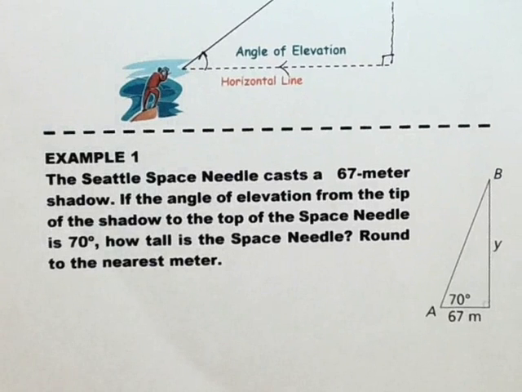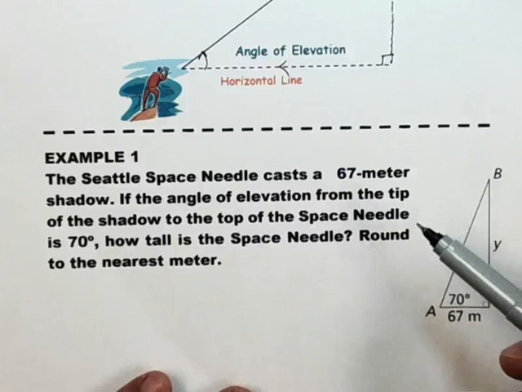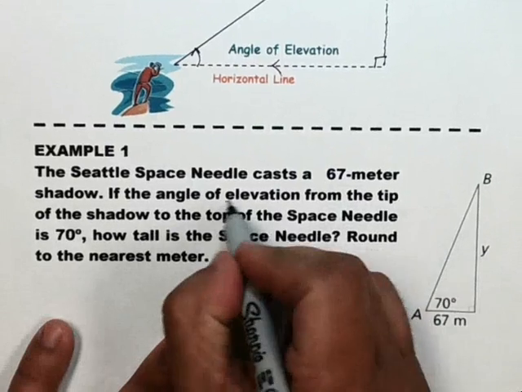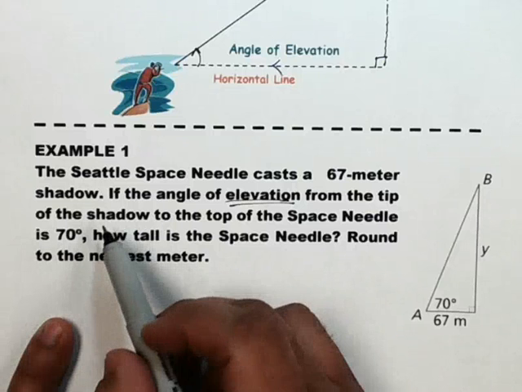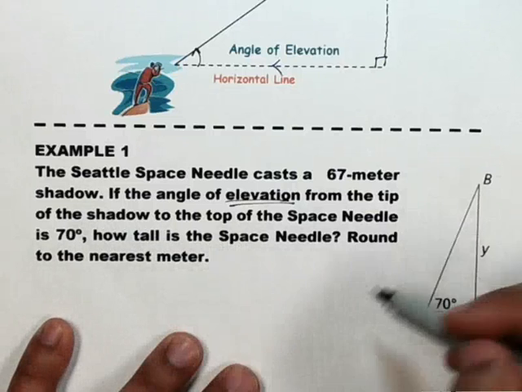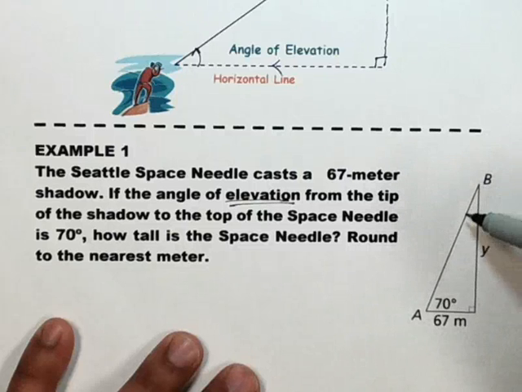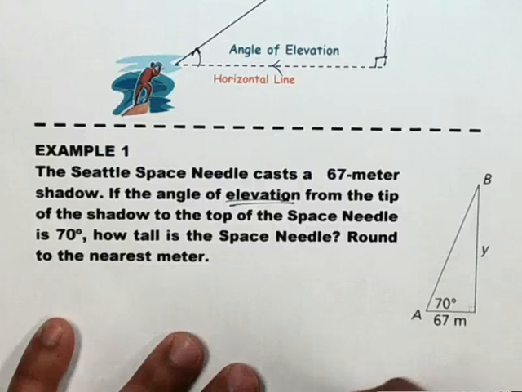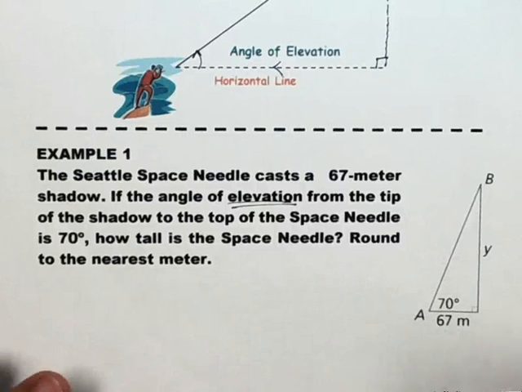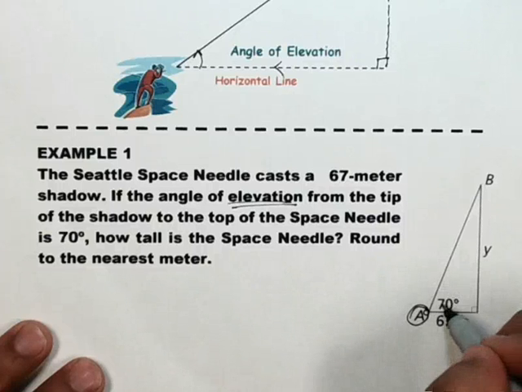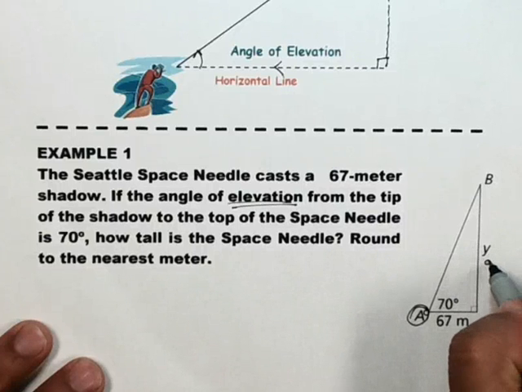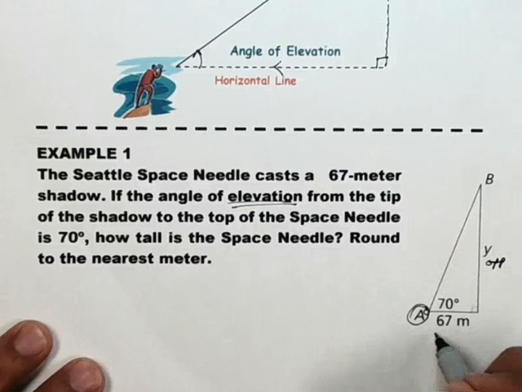The Seattle Space Needle casts a 67-meter shadow. If the angle of elevation from the tip of the shadow to the Space Needle is 70 degrees, how tall is the Space Needle? Round to the nearest meter. So we're creating this right triangle, which means we're going to be able to use our trig functions. This is our reference angle, this angle A. So from the 70, the y is going to be opposite, and the 67 is adjacent.